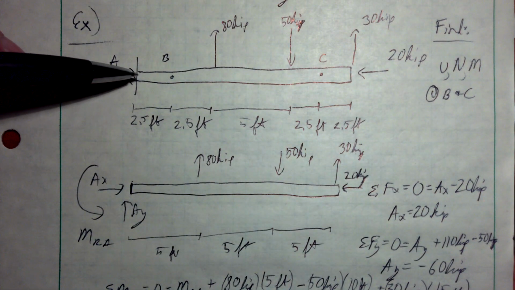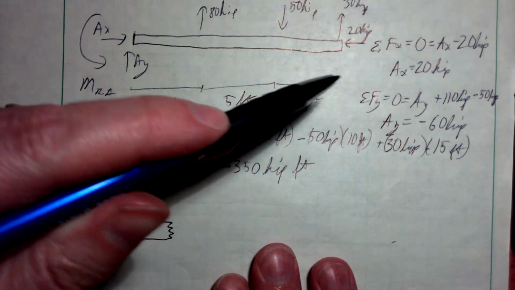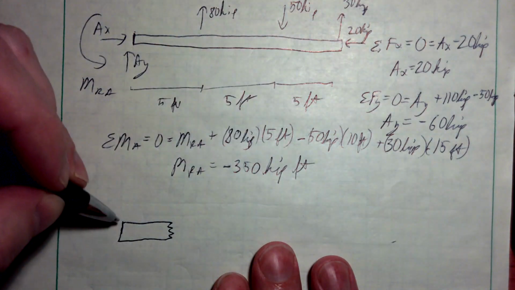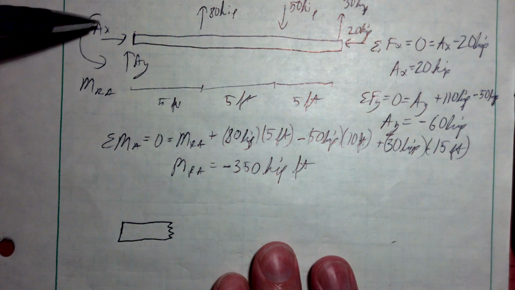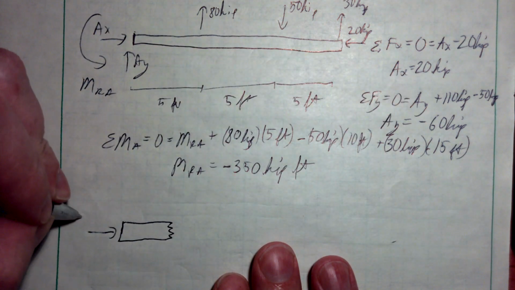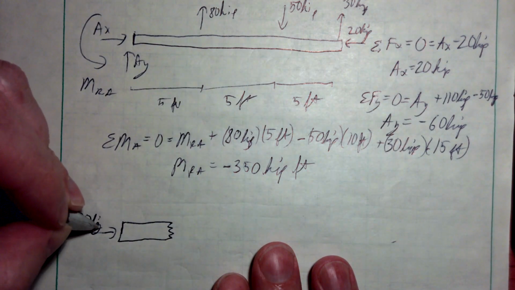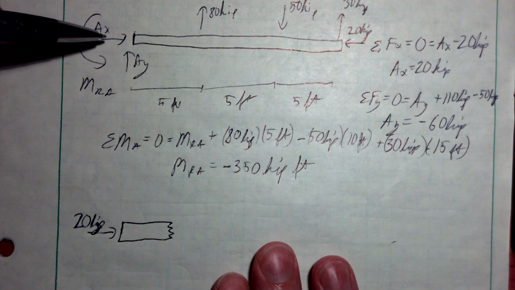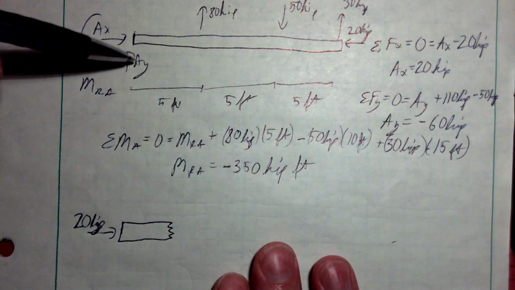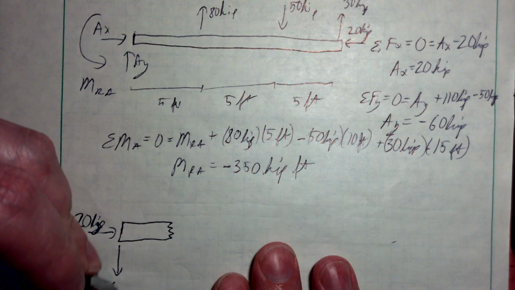Point A is on this left-hand side, so everything that's here needs to be applied here. Now I've found values for these. I'm going to go ahead and apply them. You can write AX, AY, and MRA and draw them as you've drawn them here. But if you've actually already found them, you can go ahead and draw them in the correct quantity and direction. I've got 20 kips. I had originally drawn AX positive. I found AX to be a positive 20 kips. I originally drew AY as positive, and I found it to be a negative 60 kips. So I'm going to draw it as a negative 60 kips.